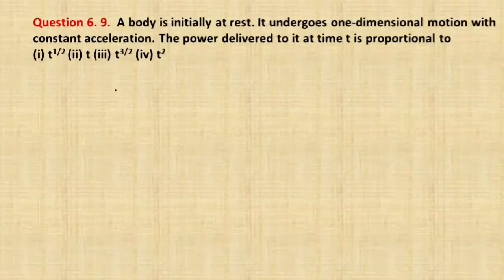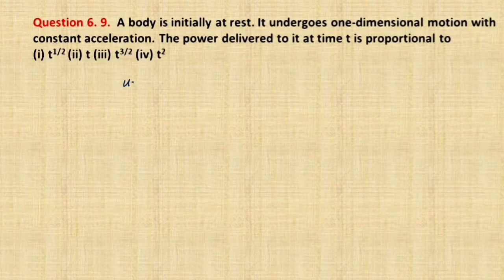Now let's do question number 6.9. A body is initially at rest, that is u is equal to 0. It undergoes one-dimensional motion with a constant acceleration. So here the acceleration is constant, and the power delivered to it at time t is proportional to what? What is the power formula? Power is equal to force into velocity, right? And power is equal to mass into acceleration into velocity. F is equal to ma according to Newton's second law.